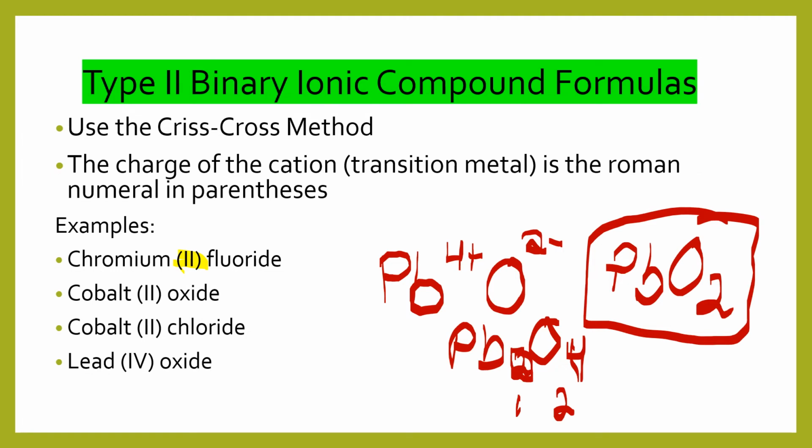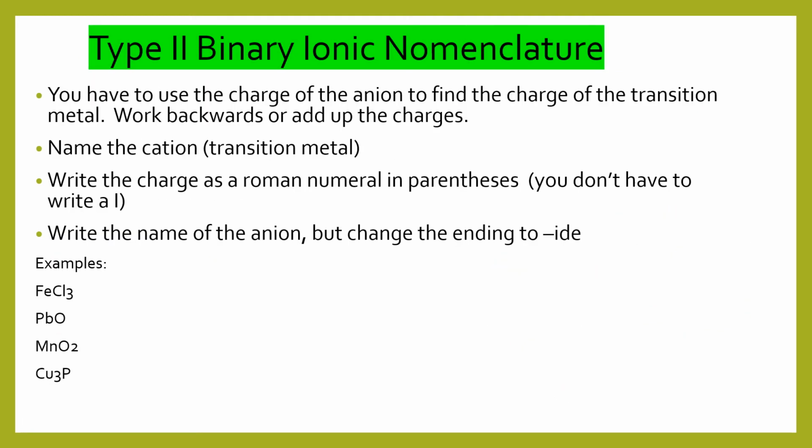Now let's talk about naming. This is where it gets a little bit more complicated, so pay really close attention. You have to use the charge of the anion to find the charge of the transition metal here, because we don't have a Roman numeral. We're going to have to write a Roman numeral. We're going to have to kind of work backwards or add up the charges. I'll show you kind of both ways.